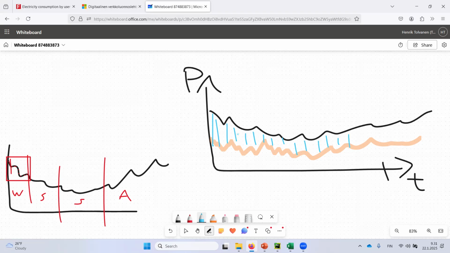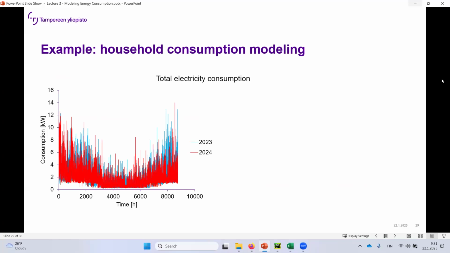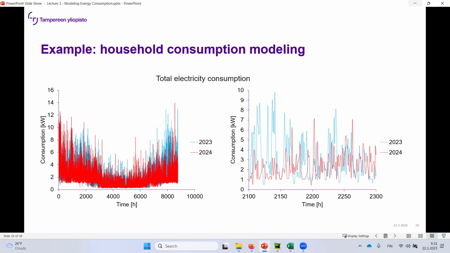And for this, I'm going to be using the gamma distribution. So that's the total electricity consumption during 1 year, and that's 2024 and 2023. 2023 should be 24 hours longer, but maybe I cut the lines, or maybe the resolution is not sufficient to see.